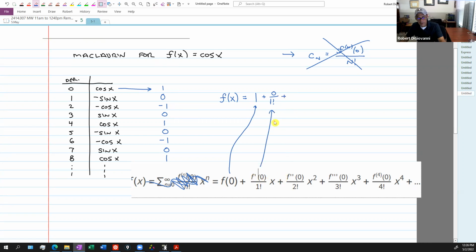Plus, now I need the second derivative at zero. The second derivative at zero was negative one over two factorial, x squared. Oops, I forgot the x right here. The zero over one factorial x, that was this one. That's x squared. Then plus, what's the third derivative at zero? Zero, right? Over three factorial x cubed, plus now the fourth derivative at zero, which is one over four factorial x to the fourth. Yes or no? Are y'all getting this? You understand what I'm doing? I think we could predict the next one's going to be zero, right? And then we'll have a minus one over six factorial x to the sixth, plus dot, dot, dot.